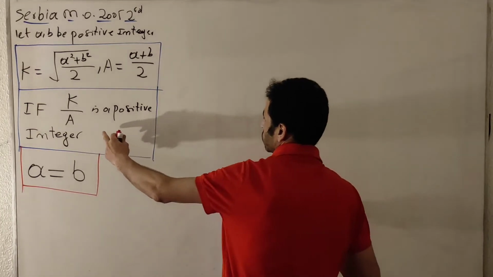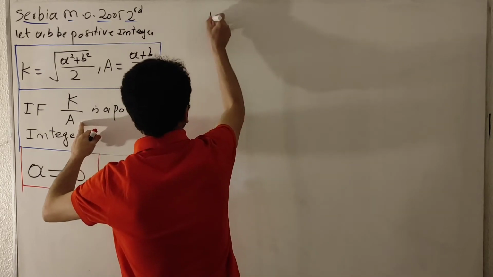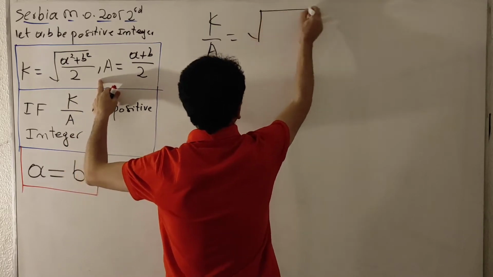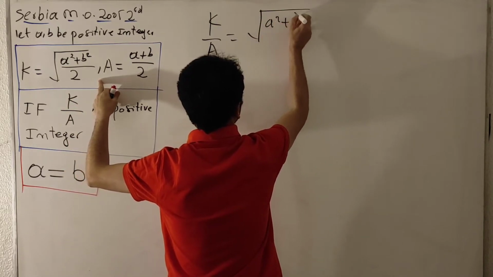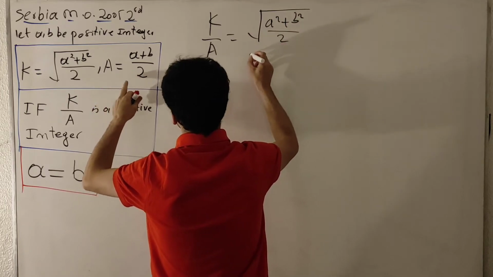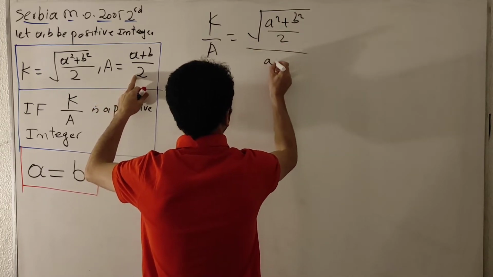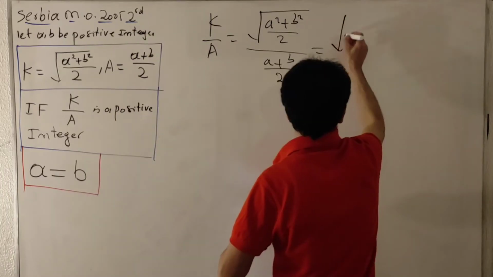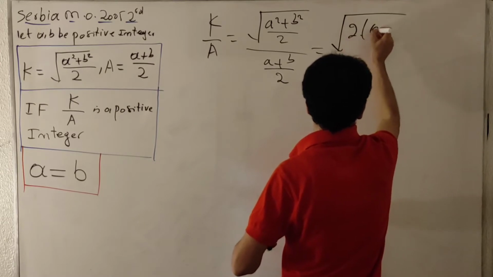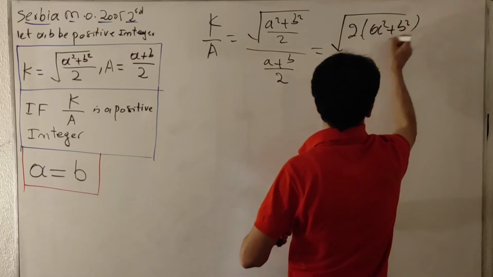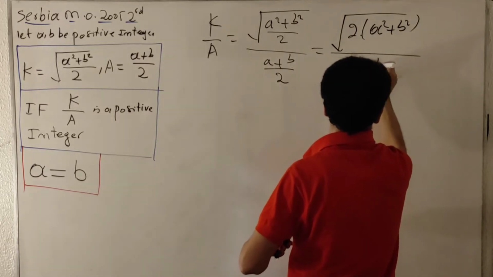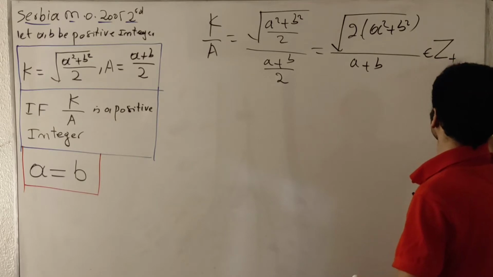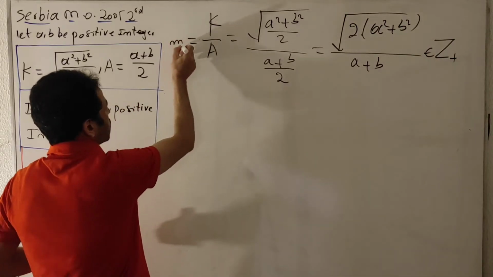Now I'm going to calculate this fraction K over A. It gives us the square root of (a square plus b square) divided by 2, all over (a plus b) divided by 2. If you calculate this one, it gives us the square root of 2 times (a square plus b square) all over (a plus b). Okay, this term is a positive integer. Let's call this one a little m, as an integer.